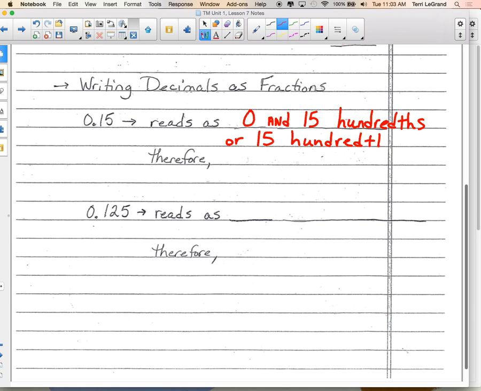I think it was you, Kaden, right? How can we write that as a fraction? 15 hundredths. Kaden? 15 over 100. Well then, does that simplify? Can we simplify 15 over 100? Because I'm pretty sure they probably want you to simplify it. So let's see, what goes into 15 that for sure goes into 100 also?